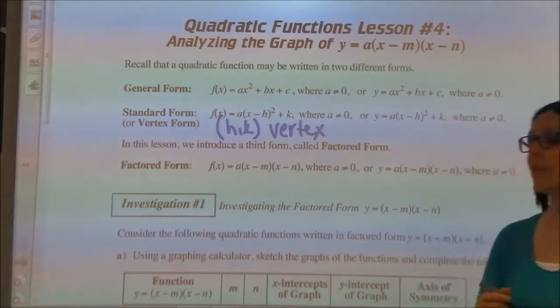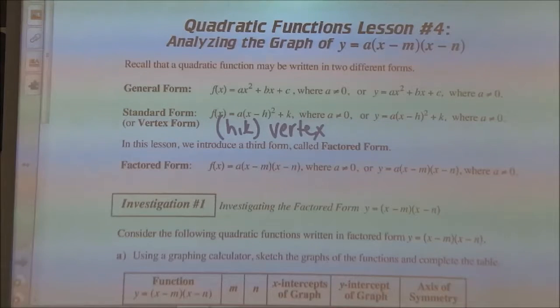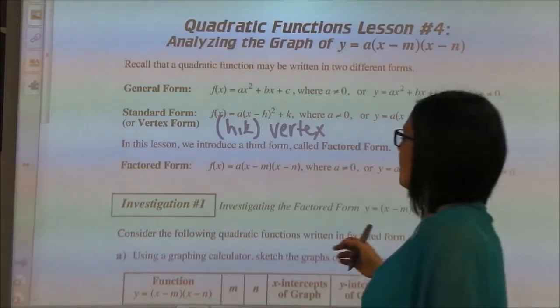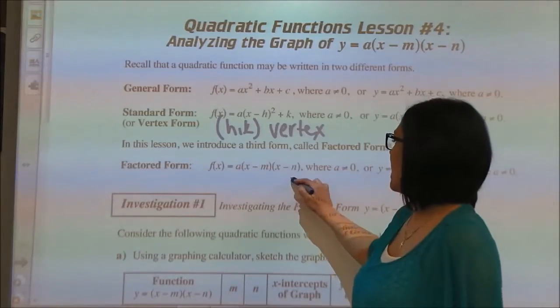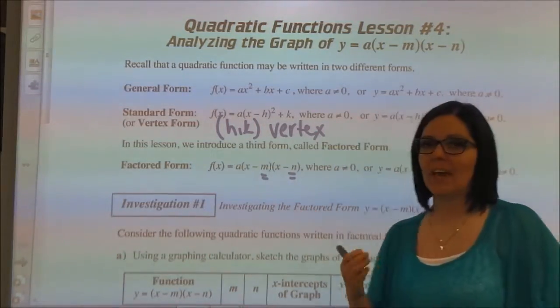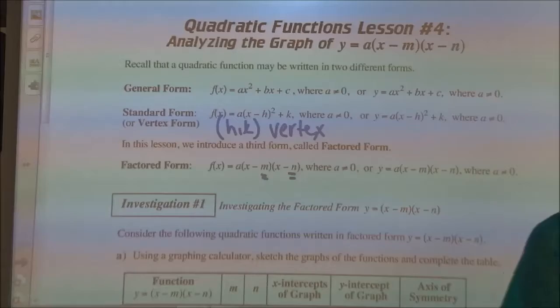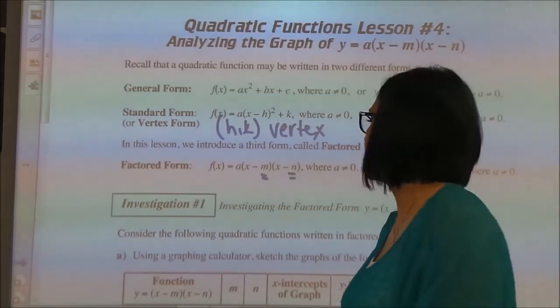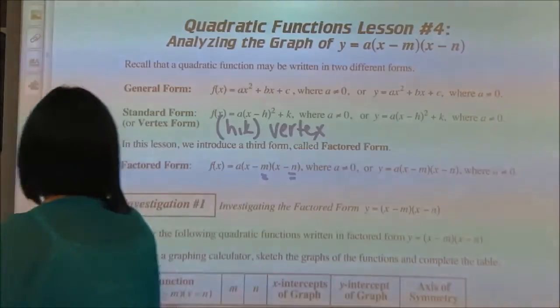In this form here, h and k were my vertex. Okay? There's a third form. This is the factored form. So the factored form is f of x equals a times (x minus m) times (x minus n). So we're going to look at the characteristics of m and n in this section.